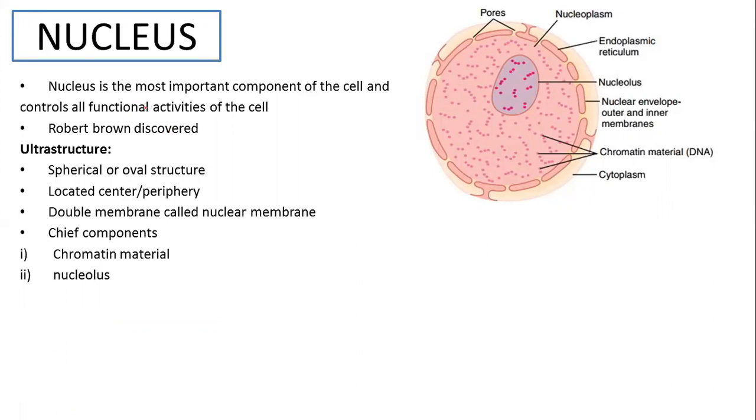Nucleus is one of the important components of the cell which controls all functional activities. That means it is going to act as a brain of a cell. When it is acting as a brain of a cell, this nucleus is going to give commands for all other cell organelles. You can say it's a kind of leader. The leader is going to give commands to all other cell organelles: you have to do this work, you have to do this work, like that.